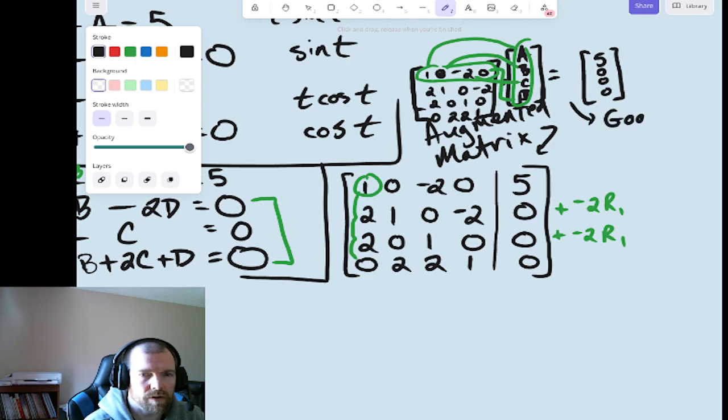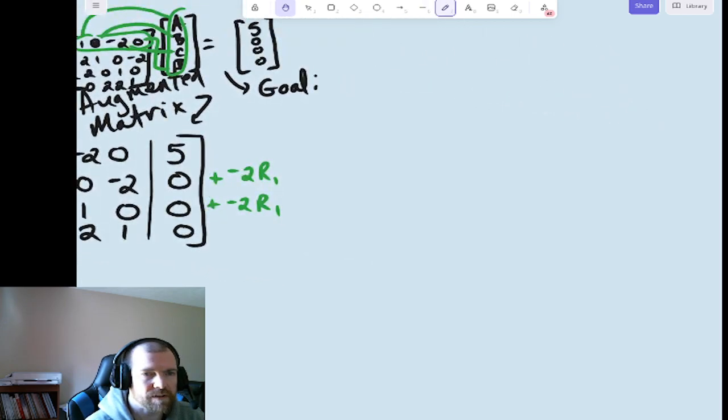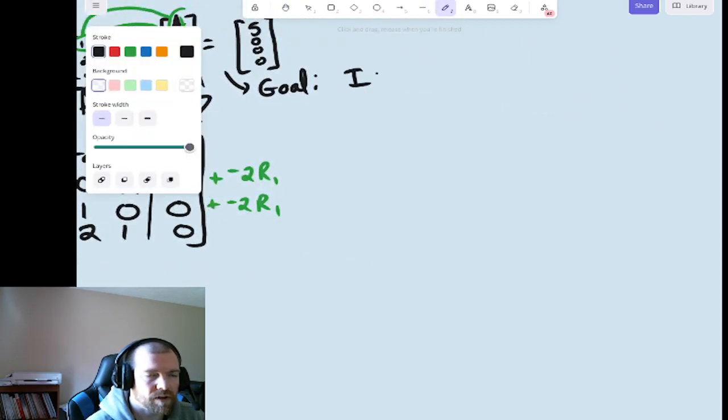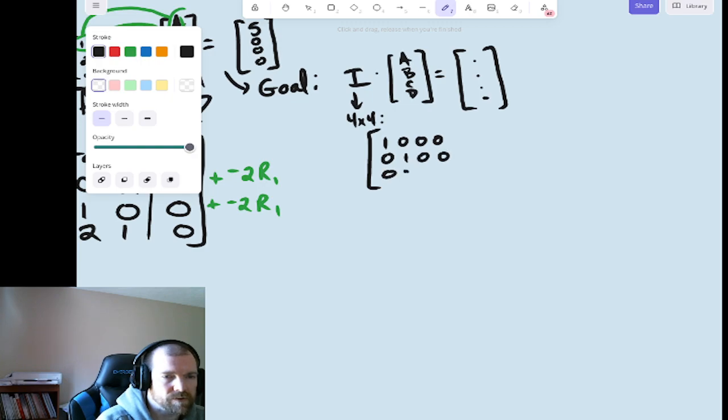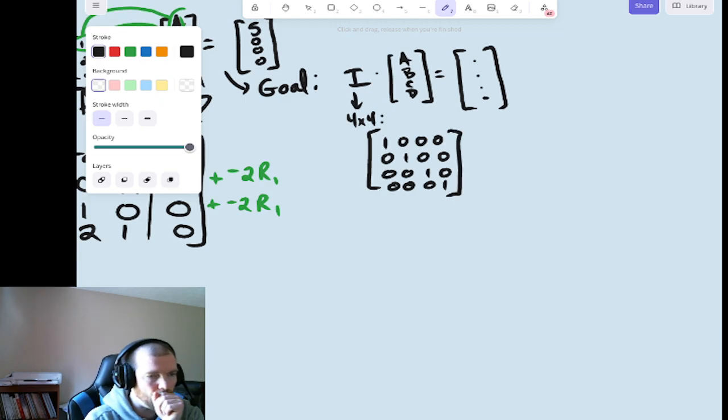Our goal is that we need what's called the identity matrix multiplied by our vector ABCD to be equal to whatever solutions we're going to get for those four values. Now the identity matrix in this particular case is going to be 4x4, and so that is going to look like 1, 0, 0, 0, 0, 1, 0, 0, 0, 0, 1, 0, and 0, 0, 0, 1.